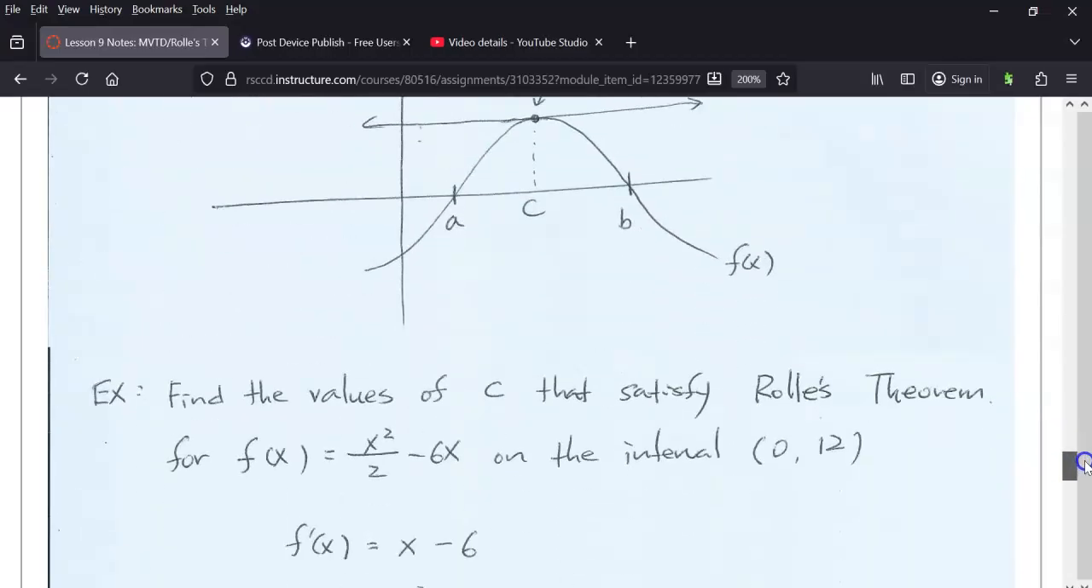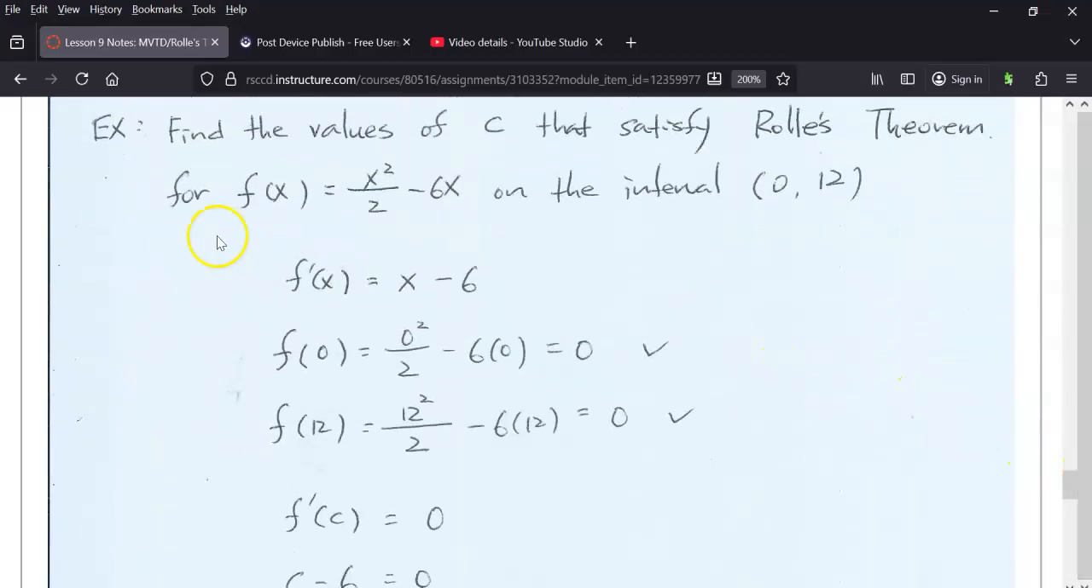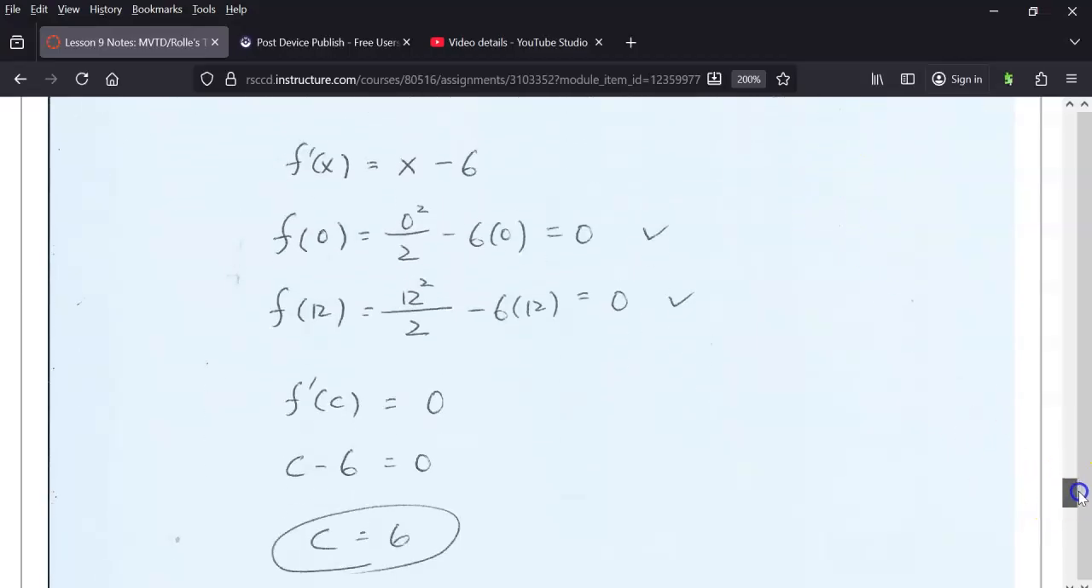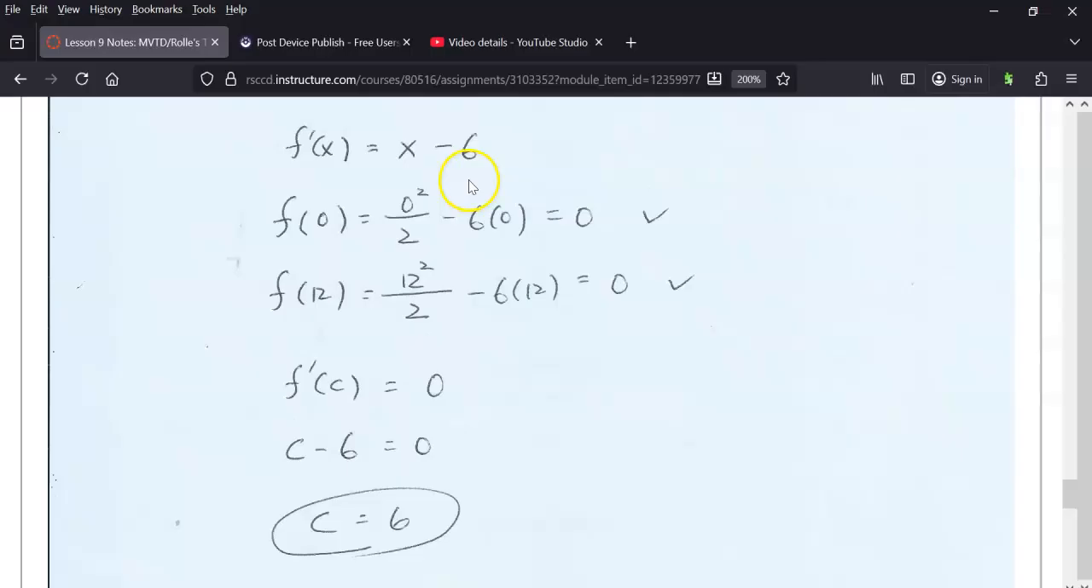Let's see how this is applied. Find the value of c that satisfies Rolle's theorem for f of x equals x squared over 2 minus 6x on the interval 0 to 12. We do exactly the same thing. First of all, take the derivative. Then we need to verify that we can use Rolle's theorem: f of 0 and f of 12 must equal 0. In that case, we take this derivative and evaluate at c equal to 0. So c minus 6 is 0, therefore c equals 6.